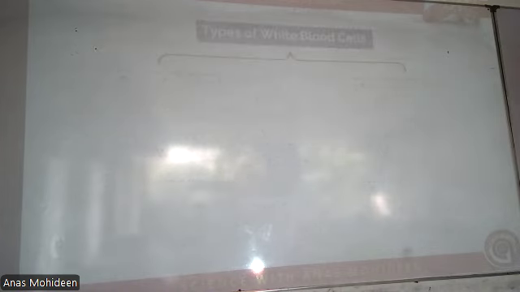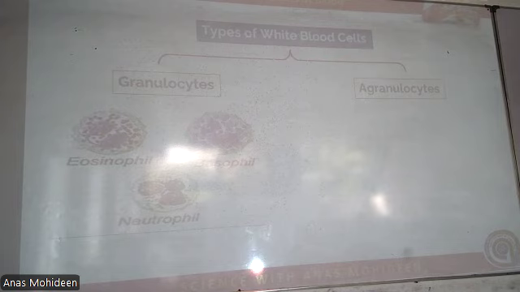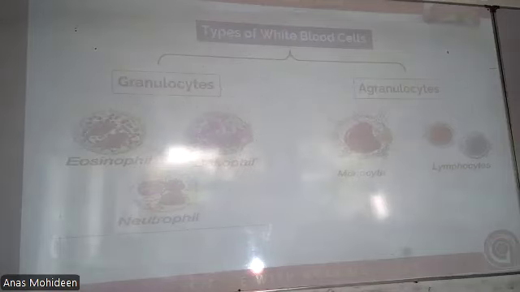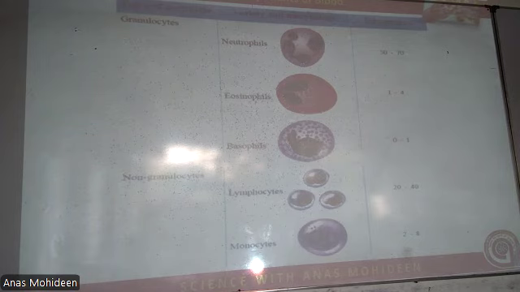Types of white blood cells we learn now: granulocytes and non-granulocytes. Granulocytes are neutrophil, eosinophil, basophil. Agranulocytes means non-granulocytes, and there are two types: lymphocytes and monocytes. So this is the percentage. Neutrophil 50 to 70%, eosinophils 1 to 4%. Percentage may change depending on the person's blood content. Basophil 0 to 1%, so even if it is not there, it is not a problem. Lymphocytes 20 to 40%, and monocytes 2 to 8%.